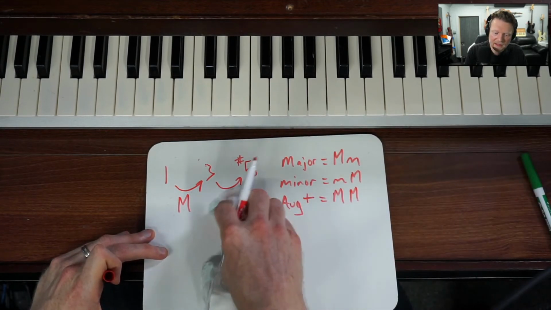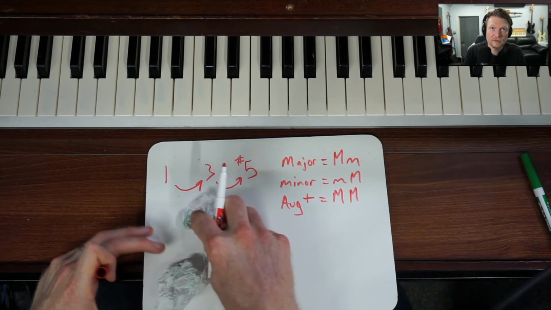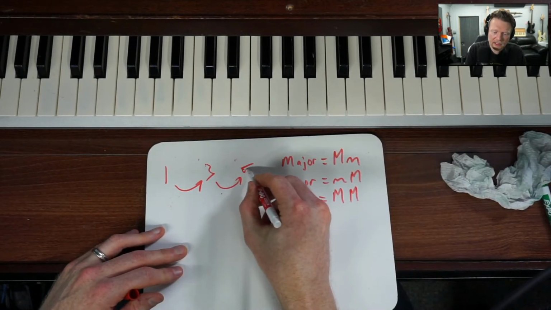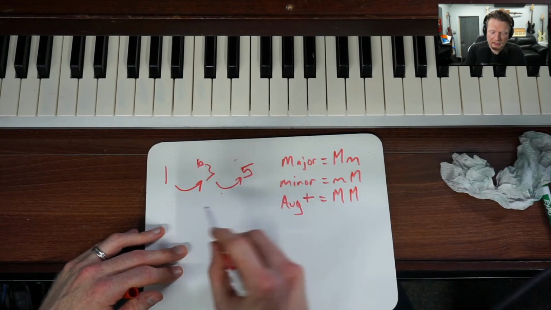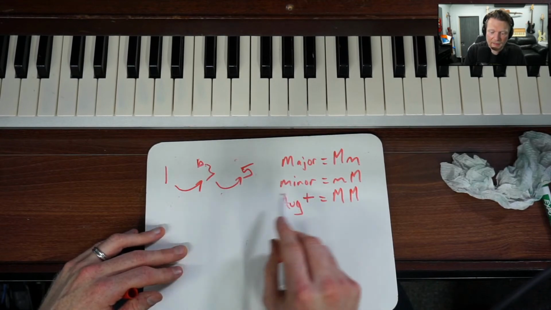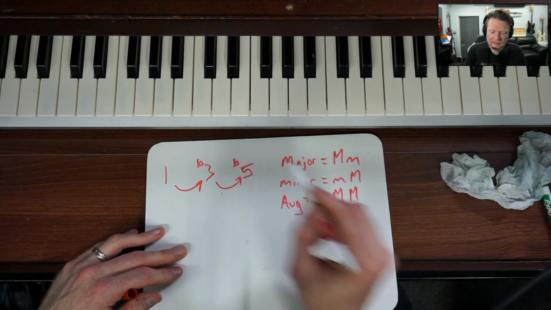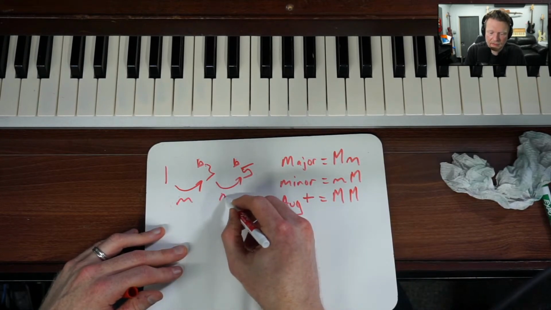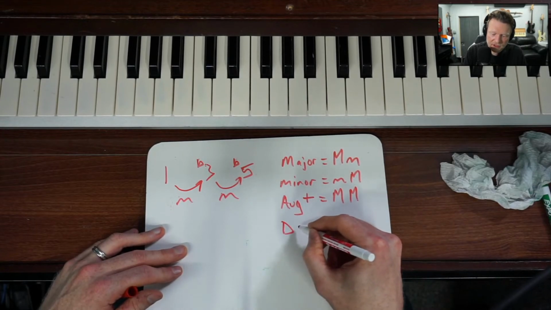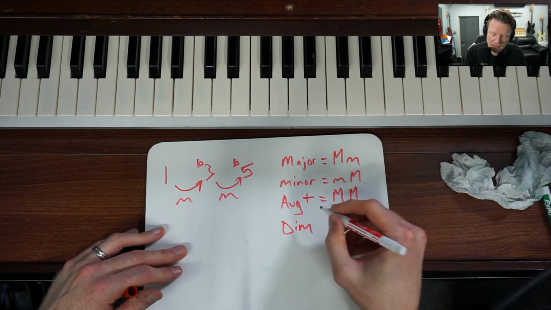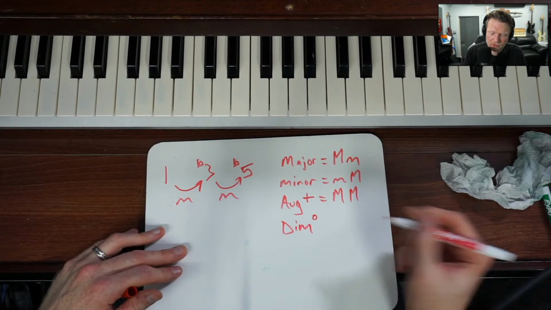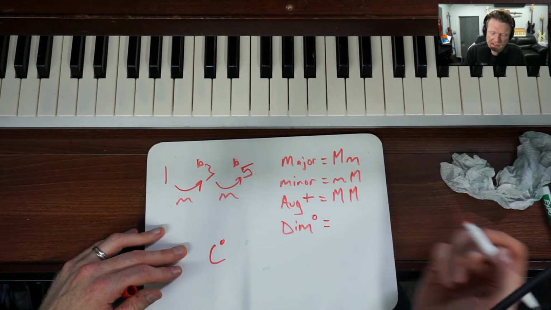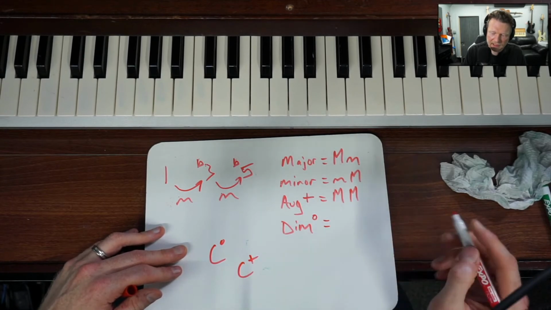And then a diminished chord, diminished meaning to make smaller, is basically like a minor chord with a flat 5. It's going to be a minor third and a minor third. A lot of times there'll be a little circle, which will indicate a diminished chord. So if it was C diminished, it'd be like that. C augmented would be like that.